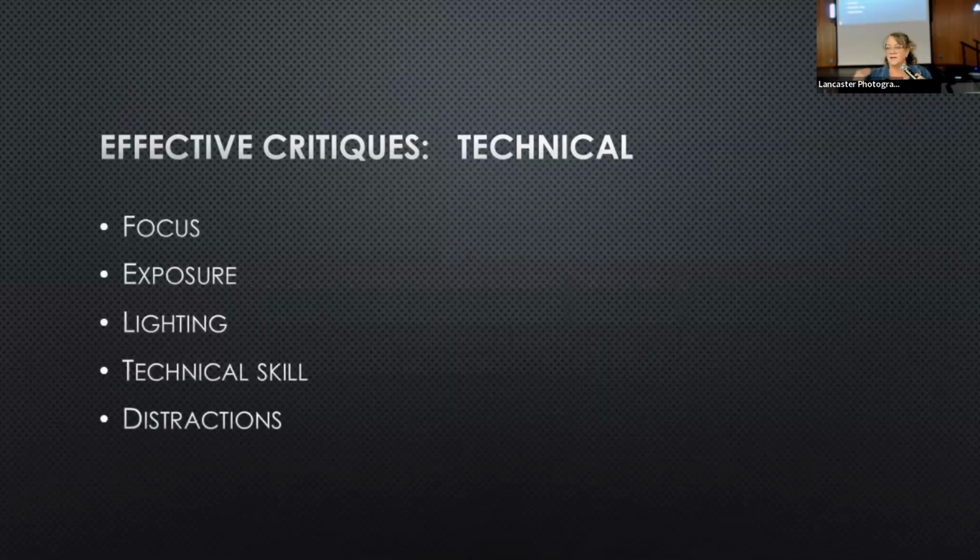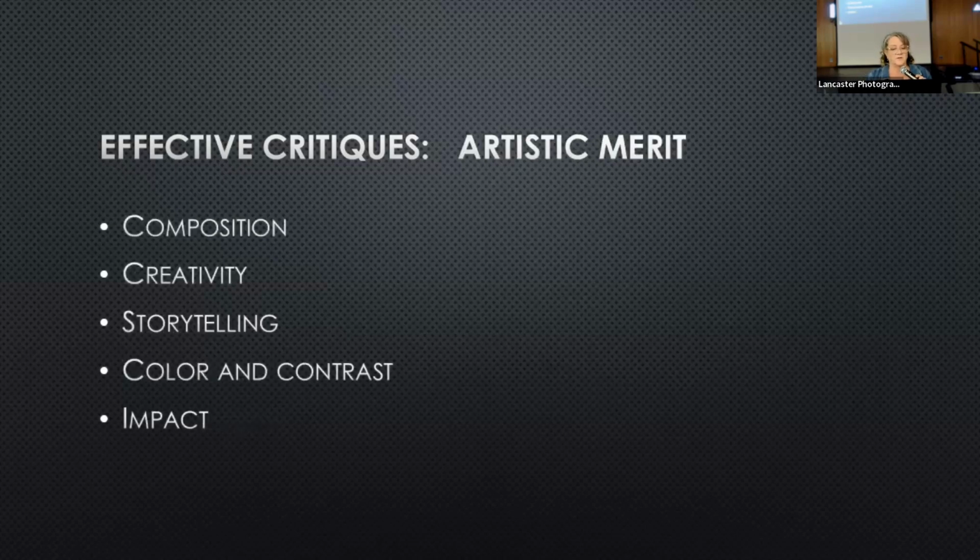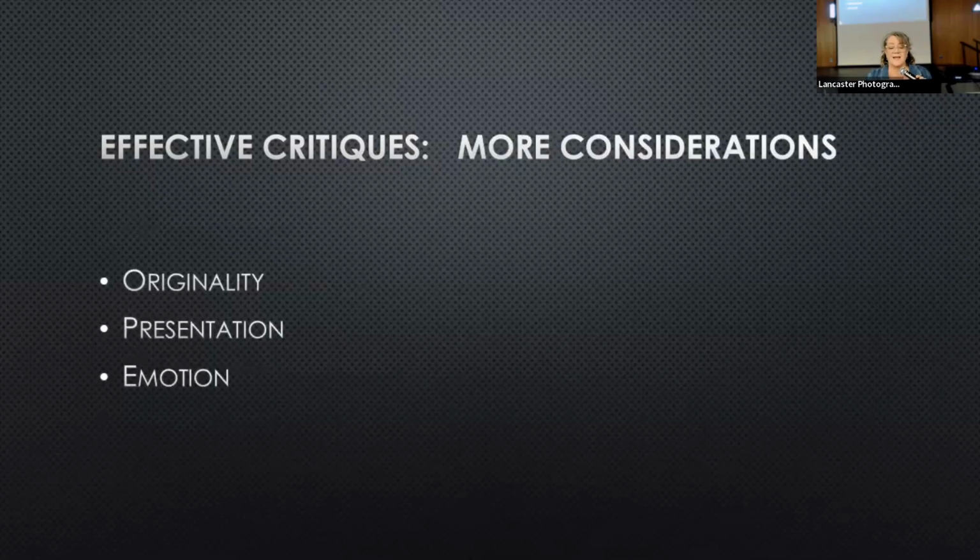When you're going to be looking at these pictures, these are things to think about. Focus, exposure, lighting. Is it too light or too dark? Technical skill, distractions in the picture. As far as artistic merit: composition, creativity, what story does it tell? Color and contrast, impact, total impact of the photo. Originality, presentation. For this, that would be borders or things like that. Or the emotion that it conveys.